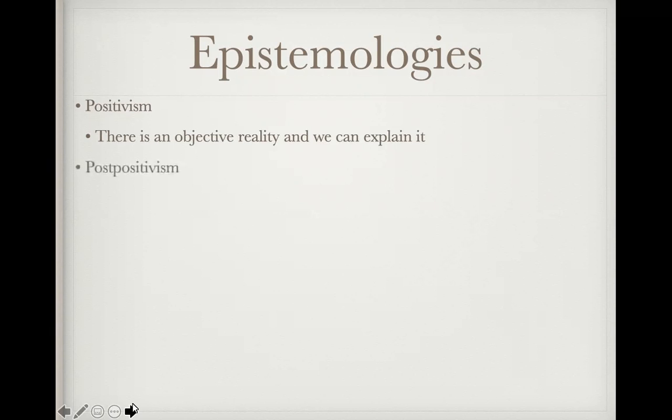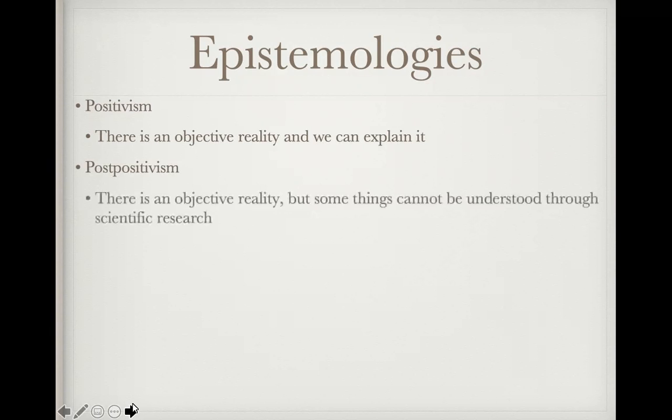For example, post-positivism, right? Post-positivism is a school of thought that came about after positivism that argues that, yeah, there is an objective reality. We're with you on that. But there are some things that we just cannot figure out through science. There are some things that aren't scientifically provable.